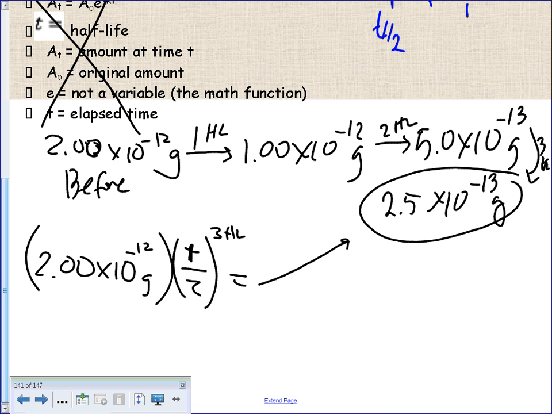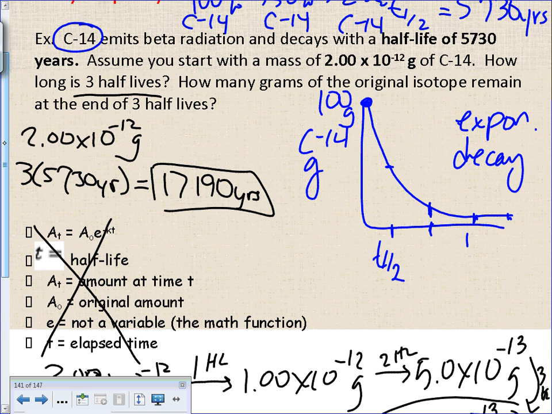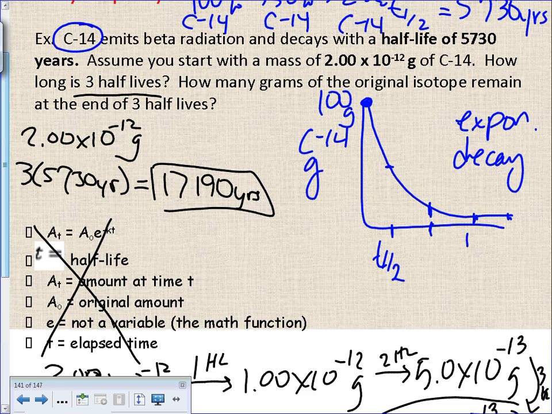Same thing. I'm good at dividing by 2. I don't know if you guys are, but I'm good at that. I could win some sort of dividing by 2 competition. Okay, I'm sure you could too. Everybody can divide by 2.